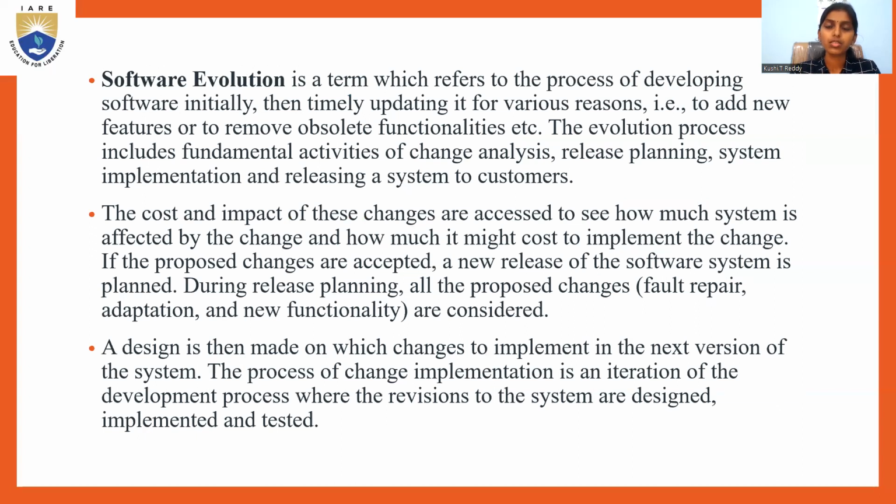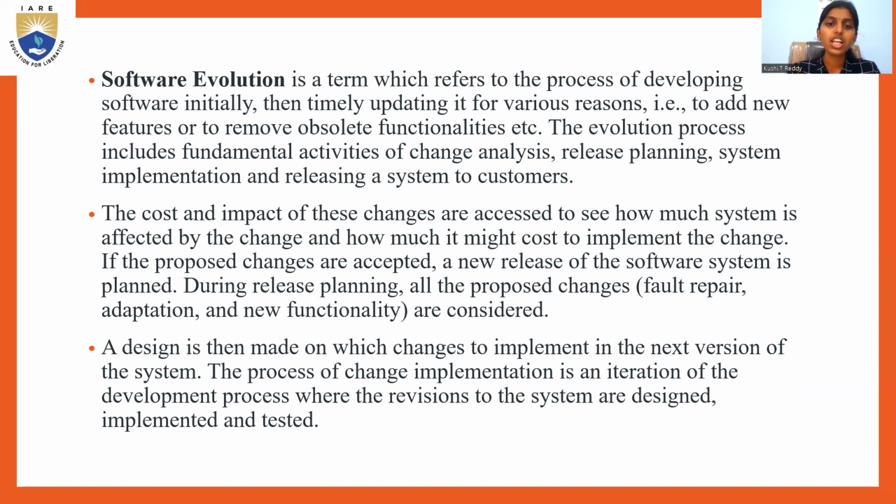Software evolution is a term which refers to the process of developing software initially, then timely updating it for various reasons, that is, to add new features or to remove obsolete functionalities, etc. The evolution process includes fundamental activities of change analysis, release planning, system implementation, and releasing a system to customers. The cost and impact of these changes are assessed to see how much the system is affected by the change and how much it might cost to implement the change.